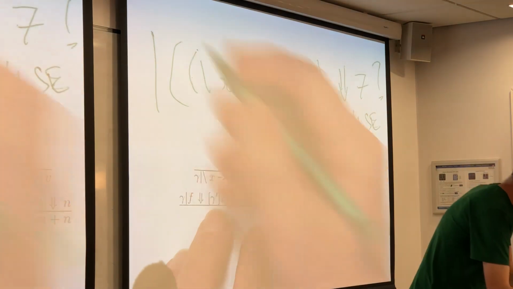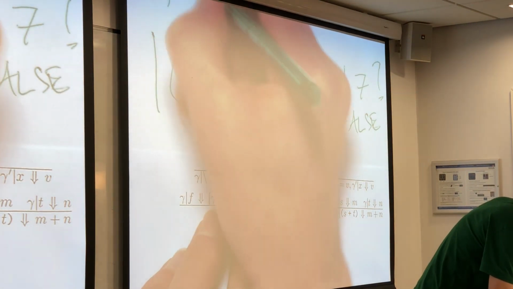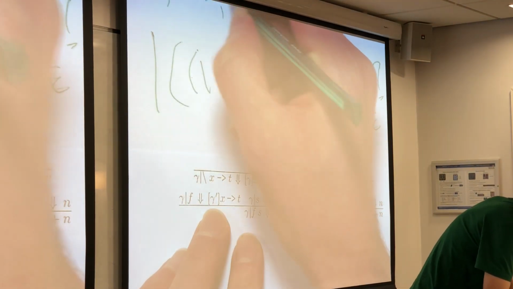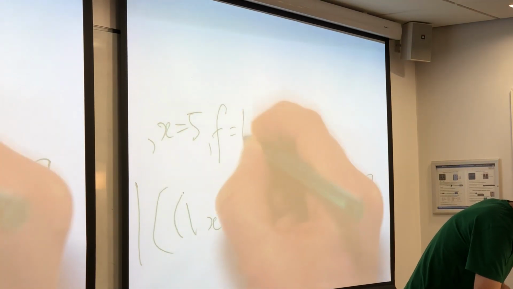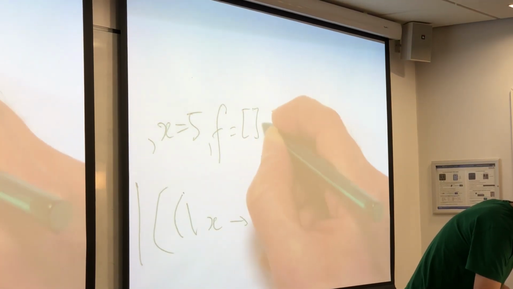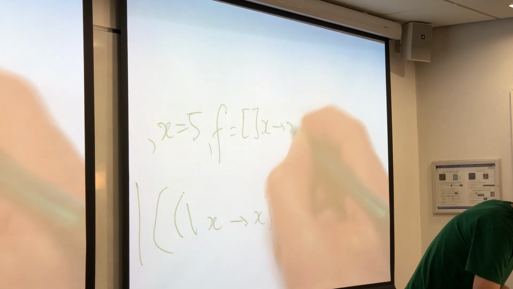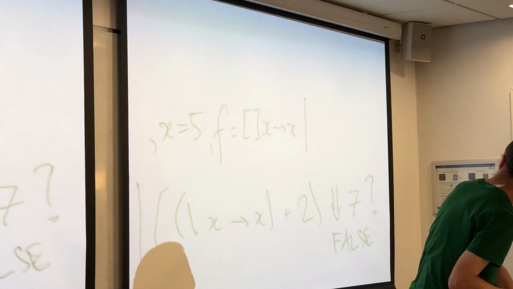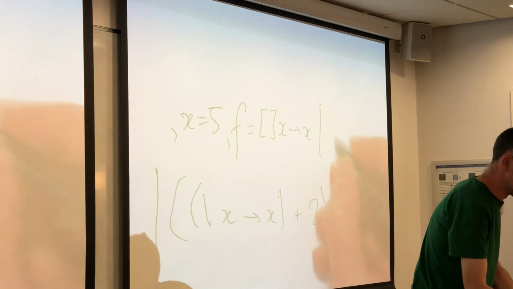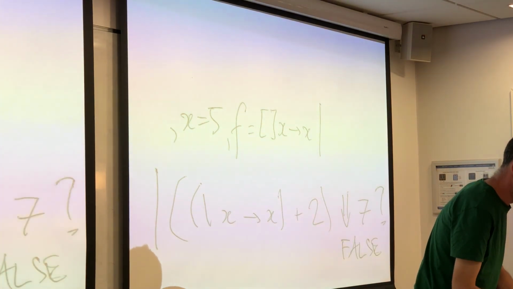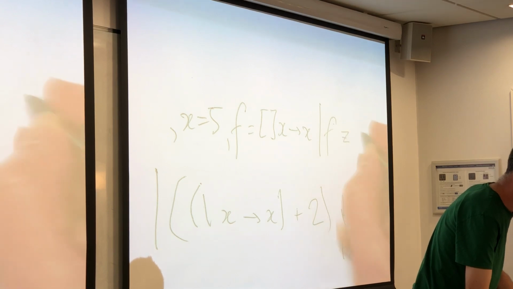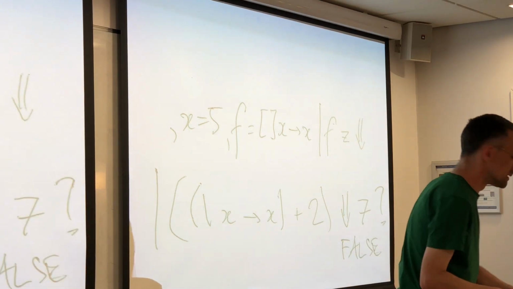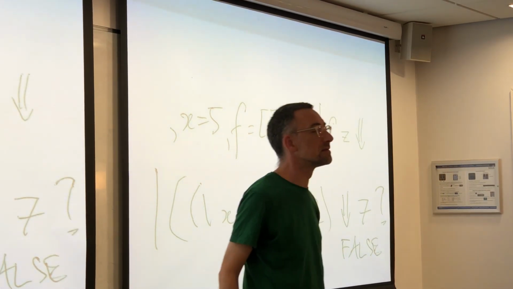So if we got something like x equals 5, and f equals, maybe it's the empty environment, x arrow x. And then somebody gives us f applied to z. Is that going to evaluate to anything?